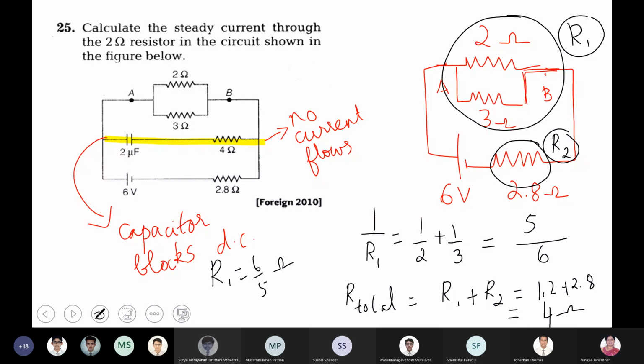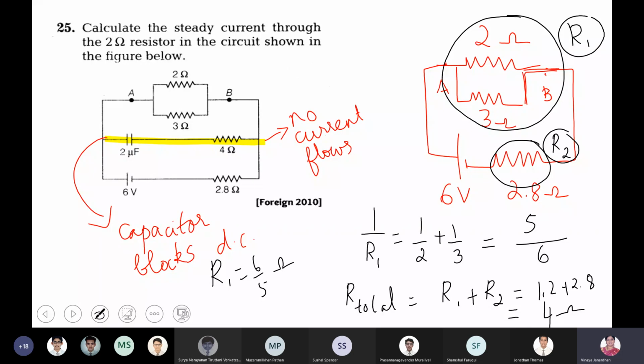Now what is the battery voltage? 6 volt. Then what will be the current, boys? Speak up, boys. What will be the current? 6 by 4, that is 3 by 2, 1.5 ampere. Just find the current. Total resistance you have as 4 ohms. The battery voltage is 6 volt. So current will be 6 by R total, that is 6 by 4, equal to 3 by 2, 1.5 ampere.